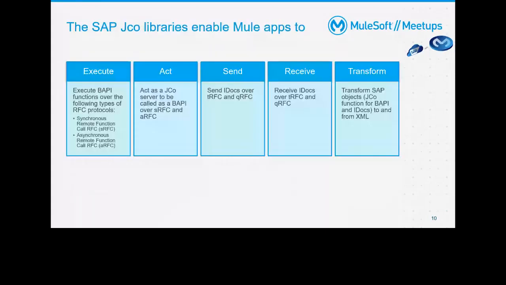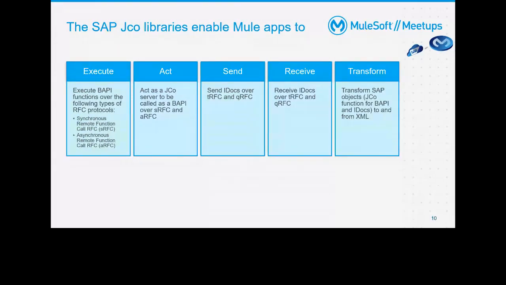Moving on to the next slide, we see JCO libraries. These are very important because these are the libraries which help us send or receive IDoc or call a BAPI function, execute BAPI functions over synchronous remote function call or asynchronous remote function call. As I said, there are 2 types of remote function call. In asynchronous remote function call, there are 2 special forms, TRFC and QRFC. So whenever we are sending or receiving IDocs, it would be always asynchronous and it would be sent over TRFC or QRFC.